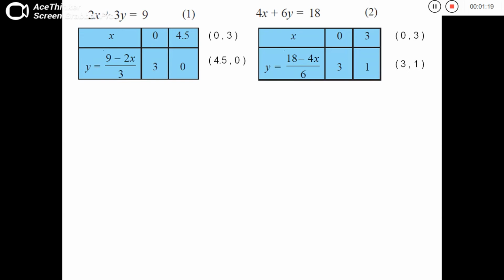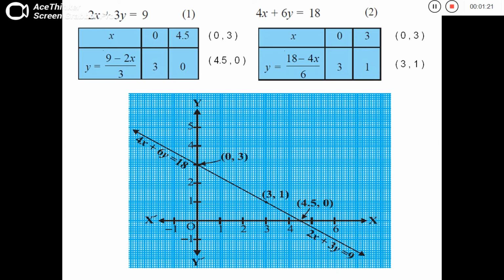See what will happen. See, this is the graph. When you draw (0, 3), this is the point, and (4.5, 0) is this point. So after taking these two points, we have to draw this line, and the equation of this line is 2x + 3y = 9.